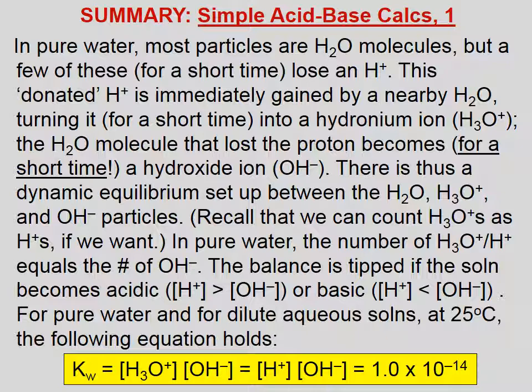And recall that we can count hydroniums as hydrogens, if we want. In pure water, the number of hydroniums, or hydrogens, equals the number of hydroxides. The balance is tipped if the solution becomes acidic, where hydrogen concentration exceeds hydroxide ion concentration, or basic, if hydrogen ion concentration is less than hydroxide ion concentration. For pure water and for dilute aqueous solutions at 25 degrees, the following equation holds. Essentially, hydrogen ion concentration times hydroxide ion concentration equals 1 times 10 to the negative 14th.